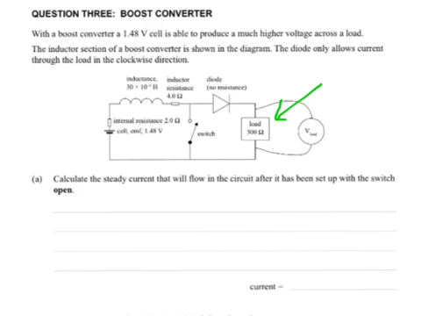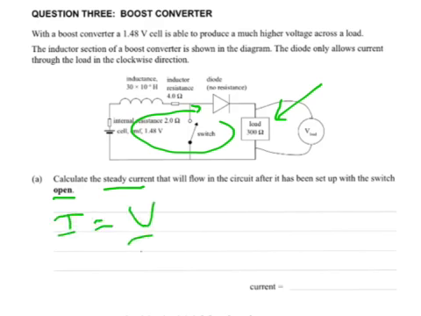A is calculate the steady current that will flow in the circuit after it has been set up with the switch open. So the switch is open, we've got a single loop going around that way from positive to negative. So I equals V over R. We have to add up all the voltages in the loop, and we've got to be sure to take away about 0.7 volts from the diode in this. Now I know the marking schedule doesn't do this, but it should.